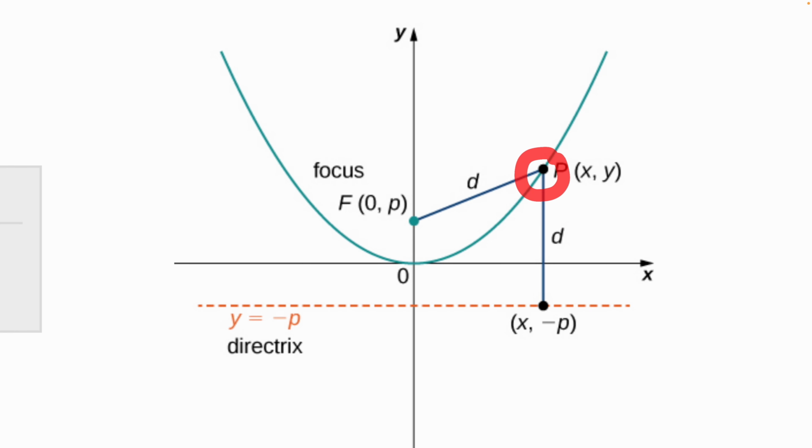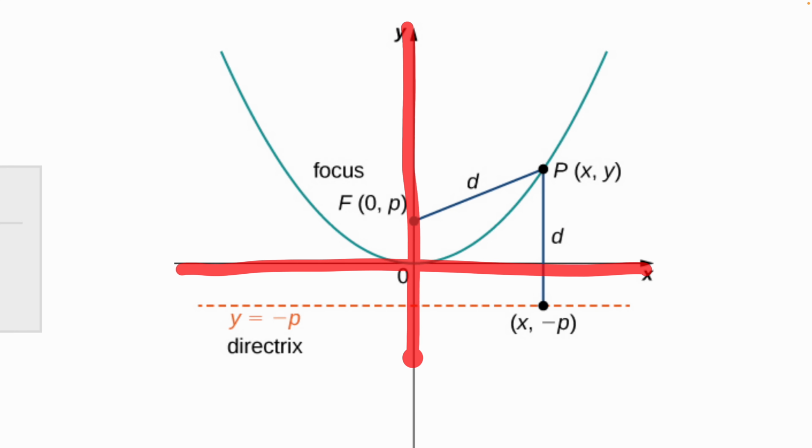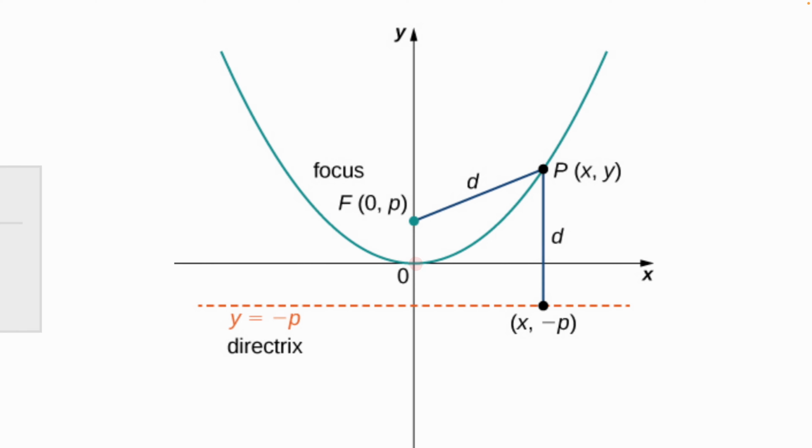Now, you can take p to be the distance from the vertex to the focus, and the distance from the vertex to the directrix is going to be the same. So if we allow our focus to be p away from the vertex, then the directrix will lie p below the vertex. In this particular picture, we're taking the vertex to be at the origin, so that the focus will lie on the y-axis with coordinates (0, p).